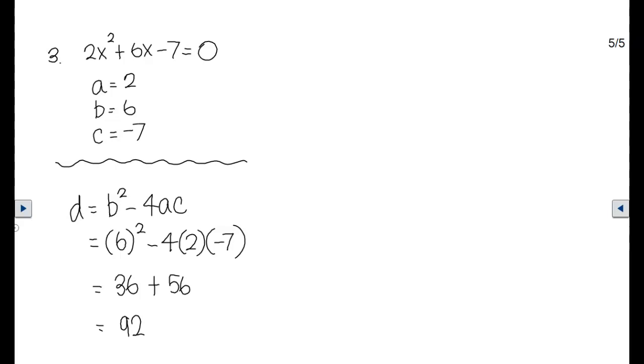Okay, so our discriminant is greater than 0. So that tells us that this is going to have 2 real solutions. And now we can actually use our quadratic formula to find out what those solutions are.